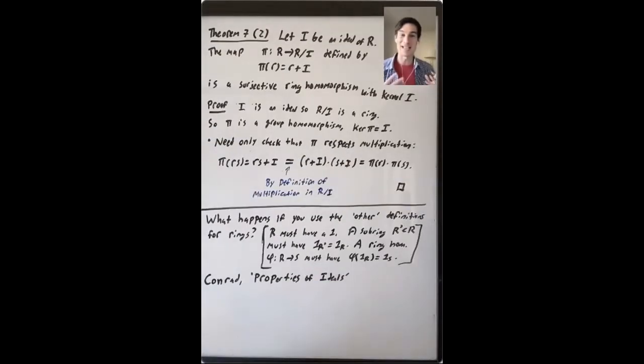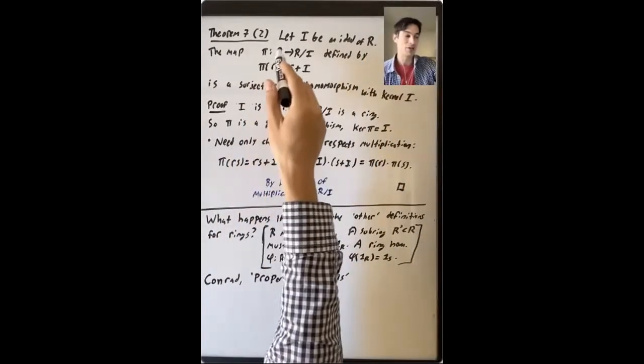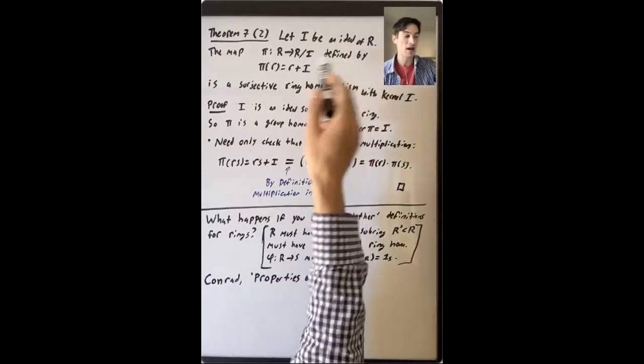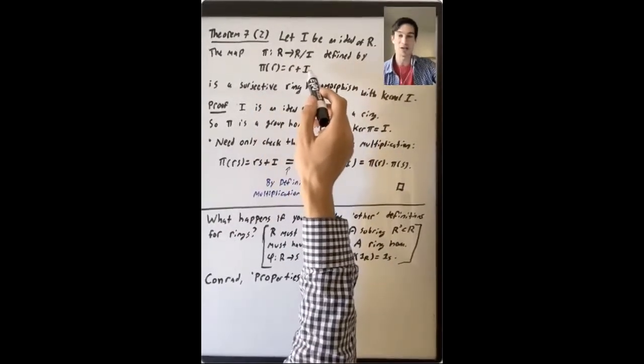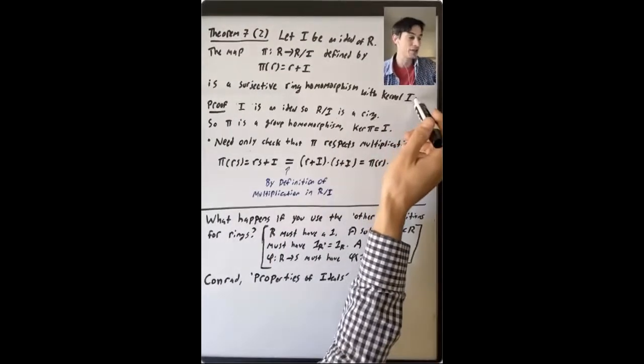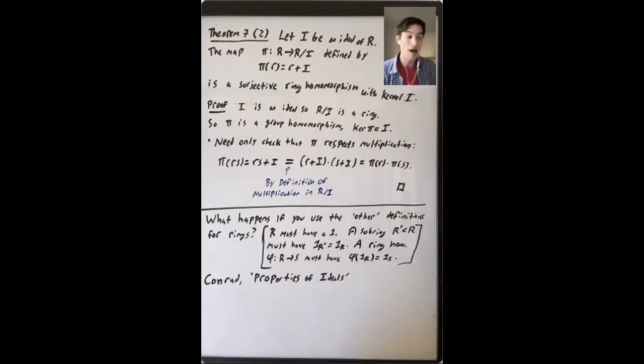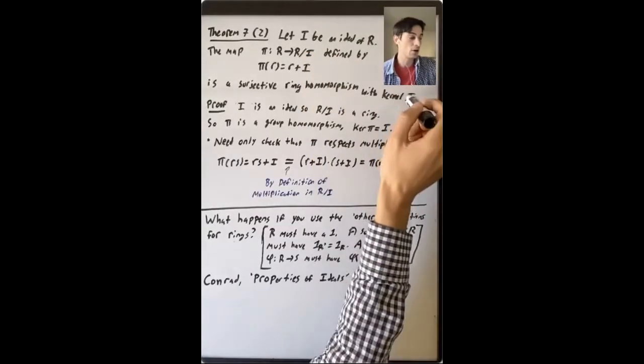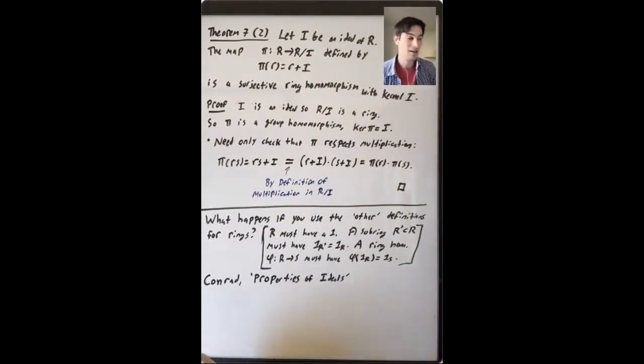Let's now prove the second part of theorem 7 from section 7.3 of Dummit and Foote. Let's say I is an ideal of R. We have this map pi, which goes from R to R mod I, defined by pi of r is the left coset of I containing r. This map is a surjective ring homomorphism, and its kernel is I. So every ideal is the kernel of some ring homomorphism. This homomorphism is the natural projection of R onto R mod I.